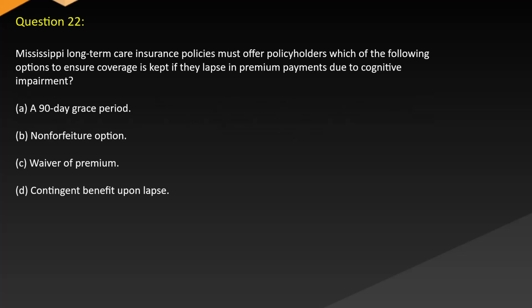Question 22. Mississippi long-term care insurance policies must offer policyholders which of the following options to ensure coverage is kept if they lapse in premium payments due to cognitive impairment? A. A 90-day grace period. B. Non-forfeiture option. C. Waiver of premium. D. Contingent benefit upon lapse.